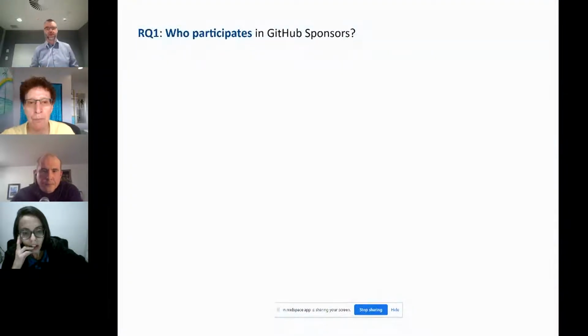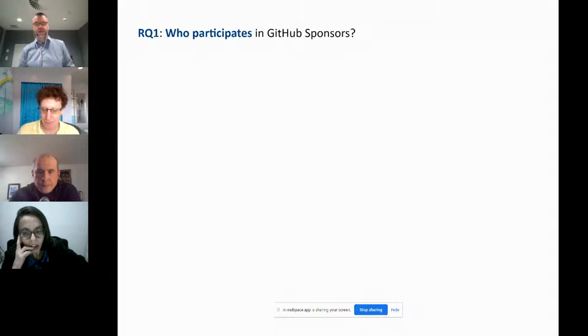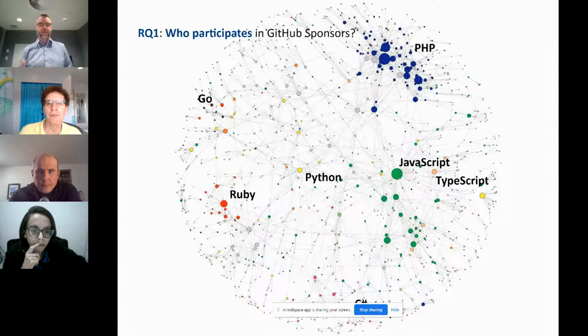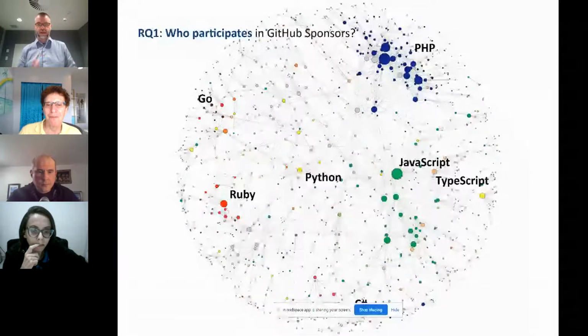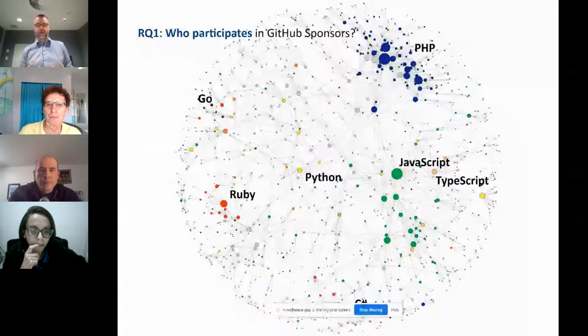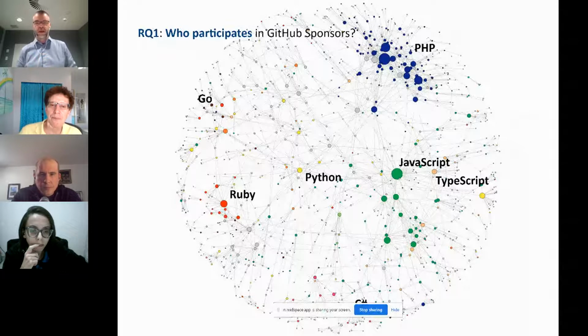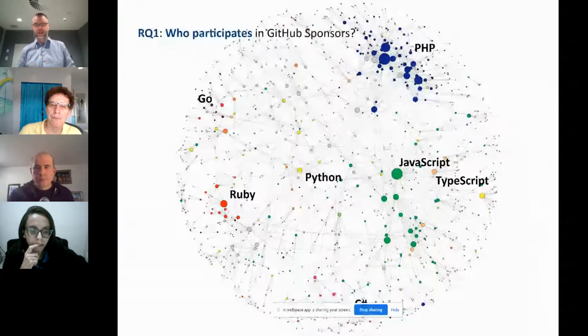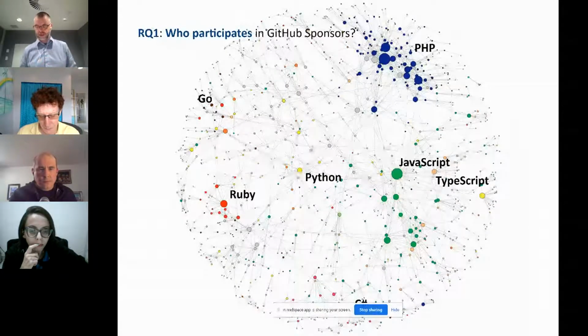So let's briefly look at the first research question. Who participates in GitHub Sponsors? One way of looking at this is by plotting the graph of people giving money to each other. In this case, color represents the different programming languages. Something we can see here is that developers working in particular programming languages tend to give money to each other. So we have a big cluster of PHP developers giving money to each other. JavaScript developers give money to other JavaScript developers or TypeScript developers, and other programming languages are a bit further apart. So there's a bit of clustering happening, self-selected clustering of sponsorship.